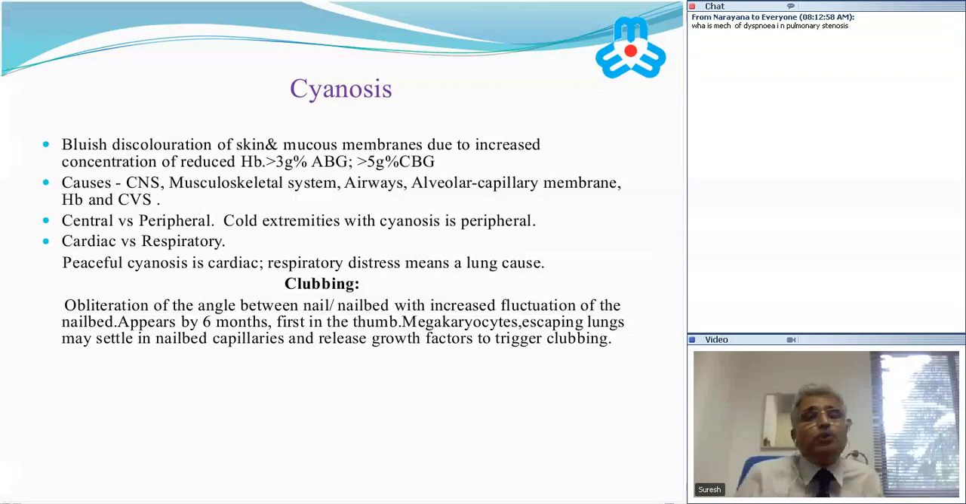Now we move to another important symptom, which is cyanosis. Cyanosis is both a sign and a symptom. It's a symptom when the patient complains of it. It's a sign when you elicit it. Cyanosis, as you know, is a bluish discoloration of the skin and mucous membrane due to increased concentration of reduced hemoglobin, which, if it is more than 3 grams in arterial blood or more than 5 grams in capillary blood, is associated with cyanosis.